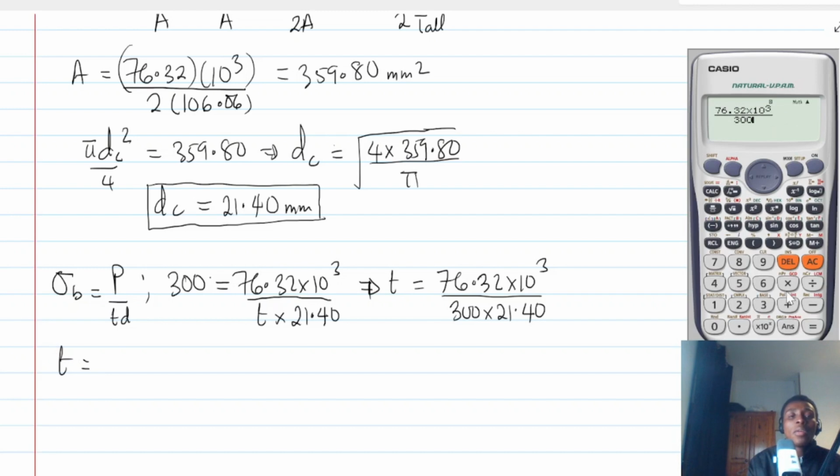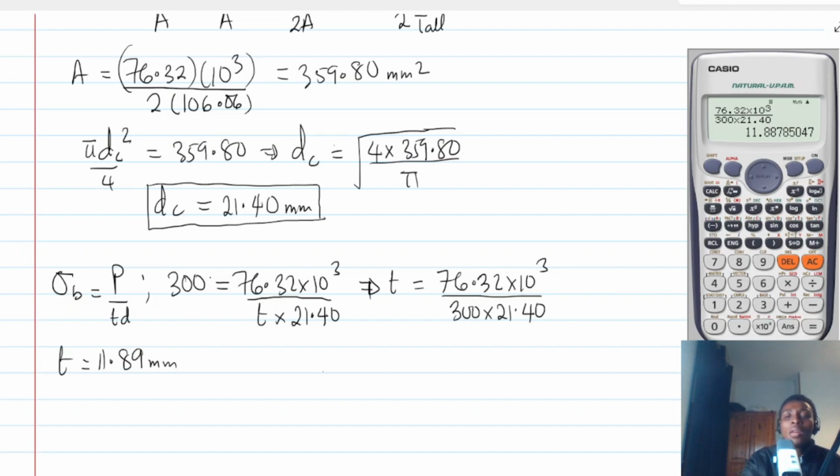So 300 multiplied by 21.4, and that is 11.89 millimeters. So that is the thickness.